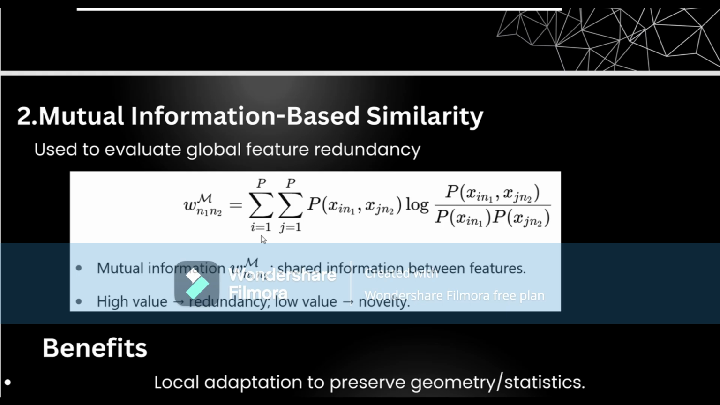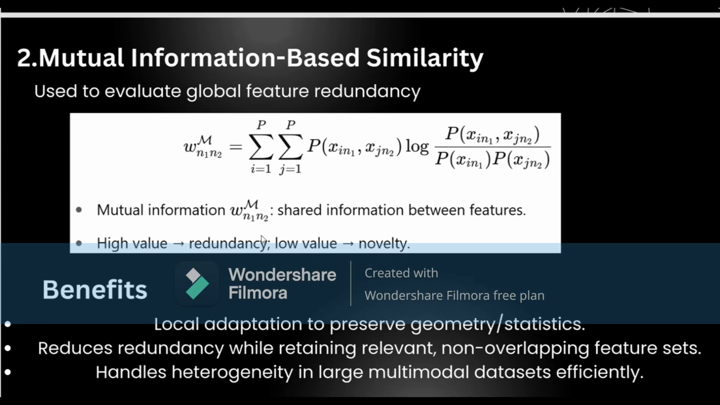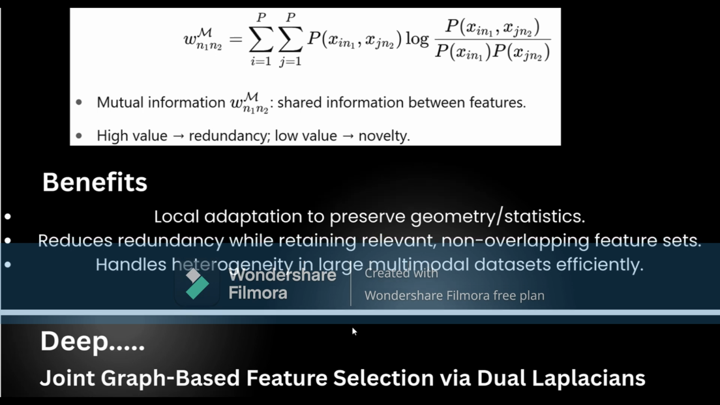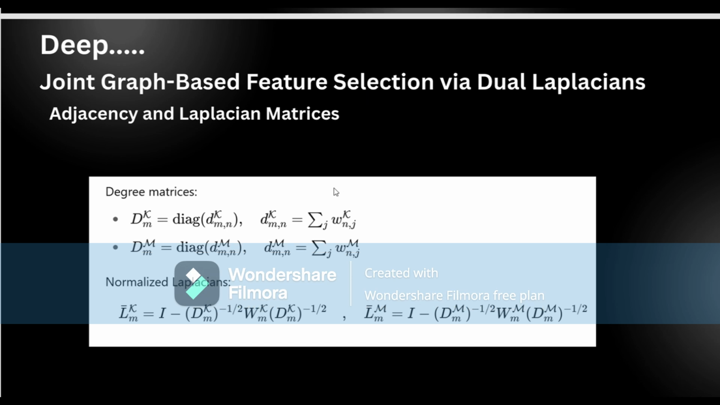The benefits of super sample clustering are local adaptation to preserve geometry or statistics, and reduced redundancy while retaining relevant non-overlapping features. It handles heterogeneity in large multimodal datasets efficiently. And let's go deep into the paper, mathematically.